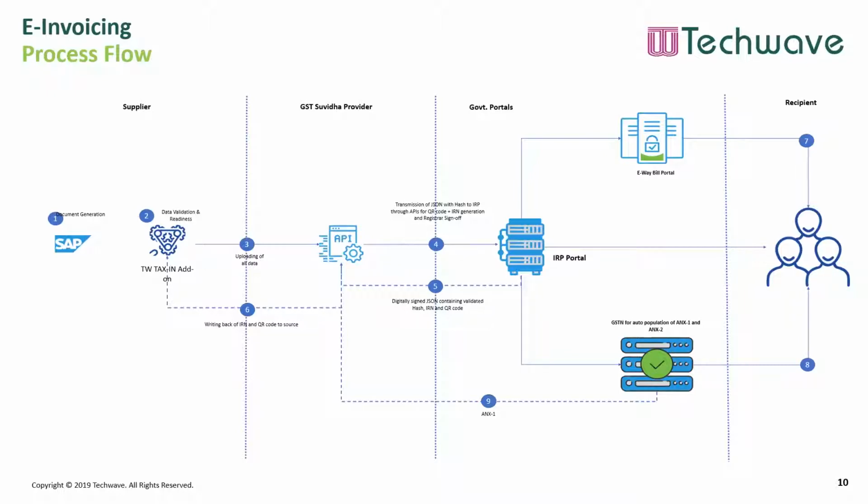The government will also, after populating all these details, send a digitally signed copy of the document to the buyer. This is if we are sending the email address of the buyer and other things as a part of the JSON, it will be sent and updated. The buyer will be updated in real time that an invoice has been posted and a GST liability has been created in the system. Okay.